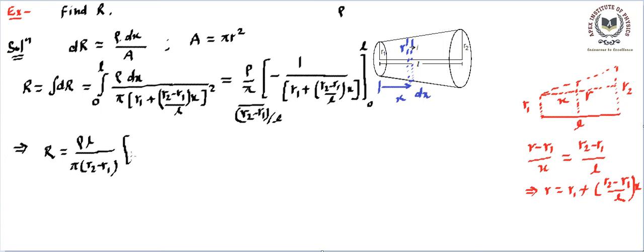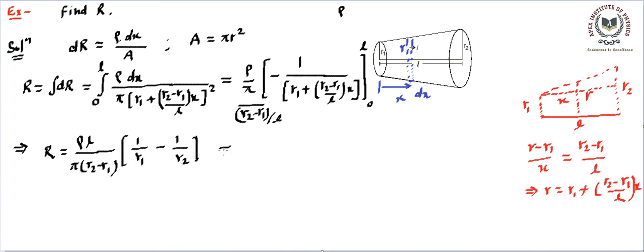And let's place the limits of integration and simplify it. There's going to be a minus sign, so for this minus sign, I'm placing 0 first. When we place 0, it will become 1 upon R1, minus, then we place L in place of x, so L and L will get cancelled out, R1 will get cancelled out, so it will become 1 upon R2. You can check the calculation by writing one more step.